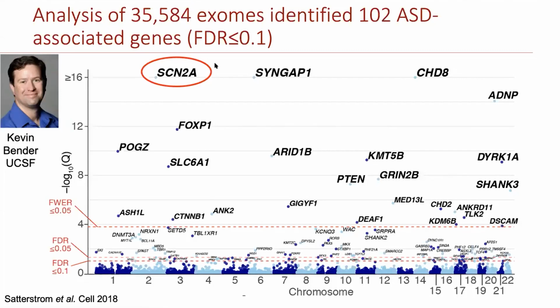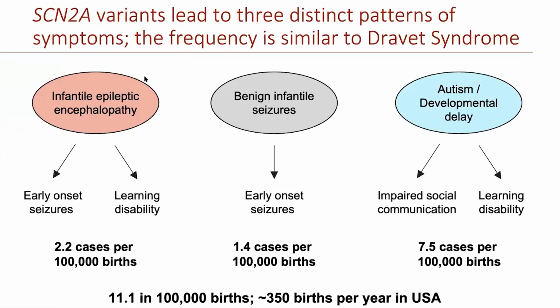SCN2A is a gene which we pick because it's the top of the evidence from the exome data. And it is also a very, very intriguing gene. It's intriguing because it leads to 3 distinct phenotypes. If you look at children with rare variants in SCN2A, you find 3 different phenotypes. The first one is infantile epileptic encephalopathy. These are very severe early onset seizures leading to long-term profound learning disabilities.